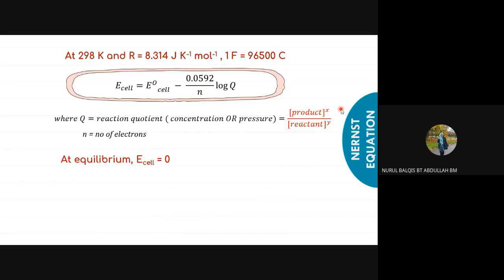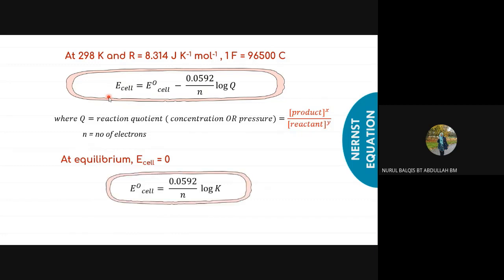At equilibrium, the E cell should be 0. How do we know they are at equilibrium or not? Dia akan state dalam soalan. So, kita rearrange. Ini sahaja your E naught formula. Kita akan tukar Q jadi K. This K represents the equilibrium constant. Kita pernah jumpa kan K before ni?